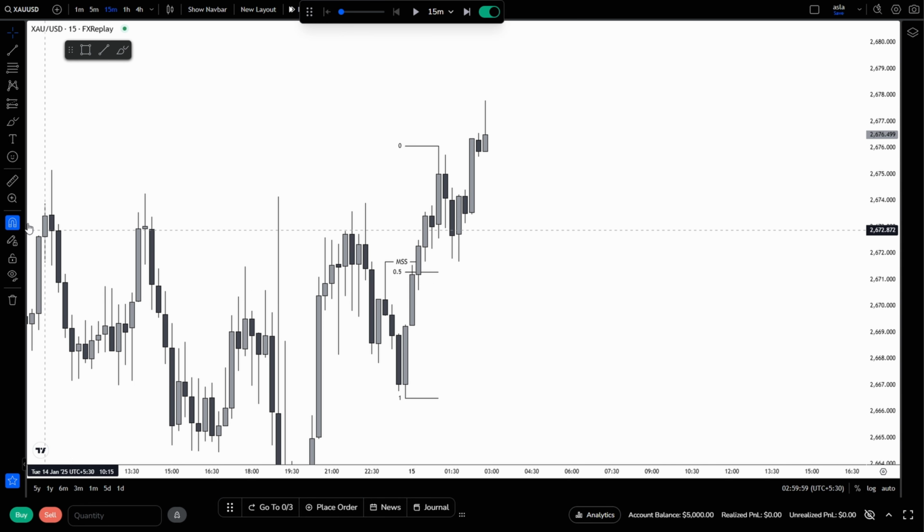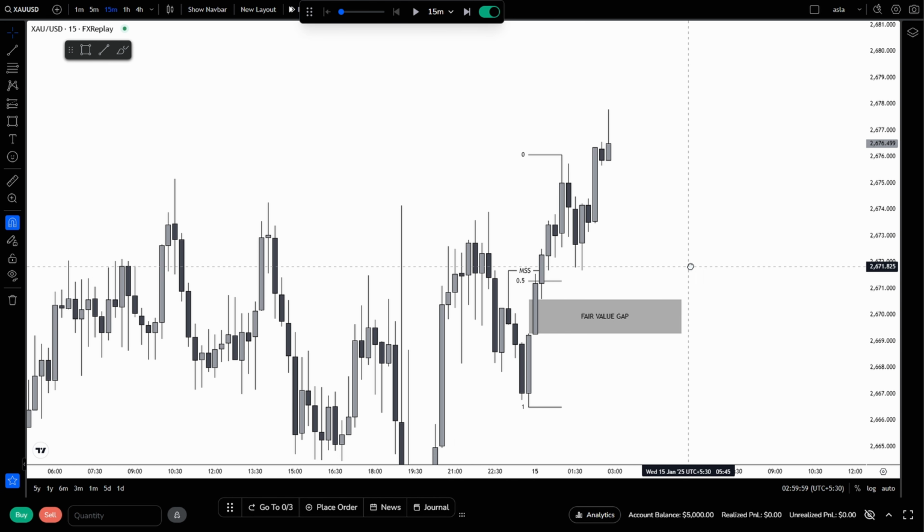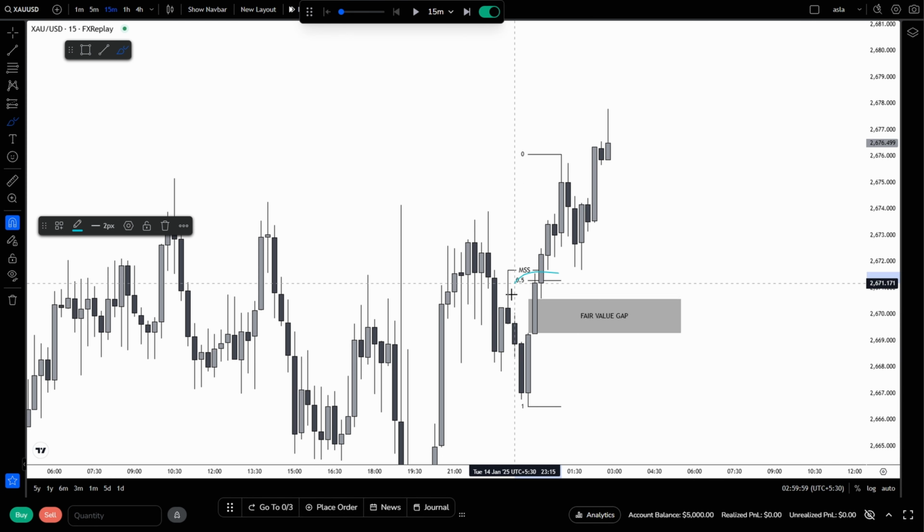Once our bias is defined, the next step is to mark out the relevant range. After marking this range, we check whether there are any unfilled price delivery arrays below the discount level. In this case, we can clearly see an unfilled fair value gap located in the discounted area of the range, which becomes a valid area of interest.